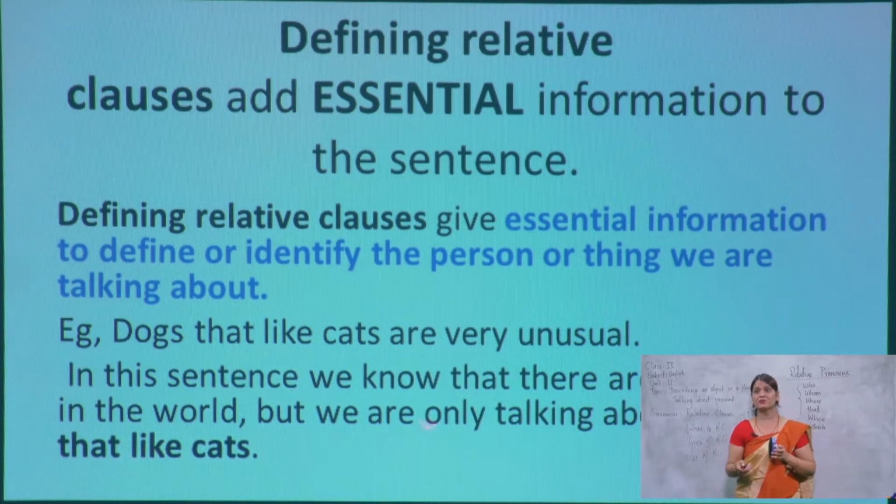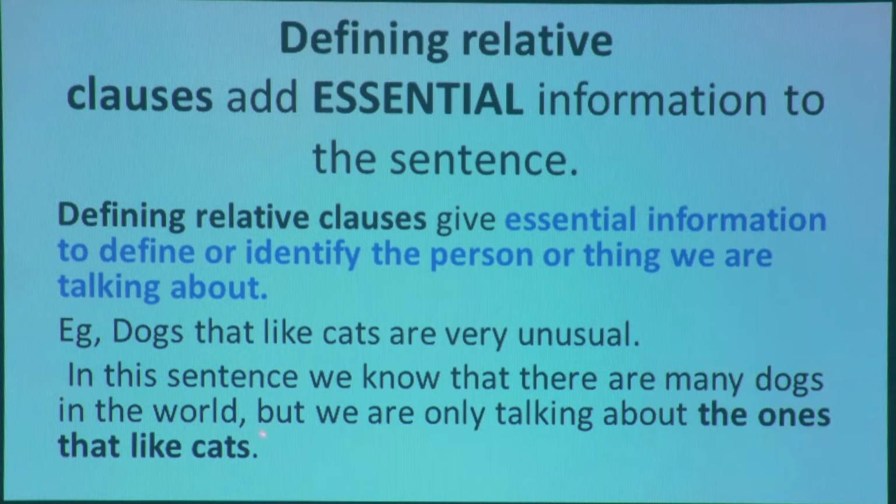In this sentence, we know that there are many dogs in the world, but we are only talking about the ones that like cats. So "that like cats" is the essential information. If we don't write this, then "dogs are very unusual" does not give the correct sense. So this is the essential part. To define these dogs, we have to use "that like cats", because we are talking about some specific dogs, not dogs in general.